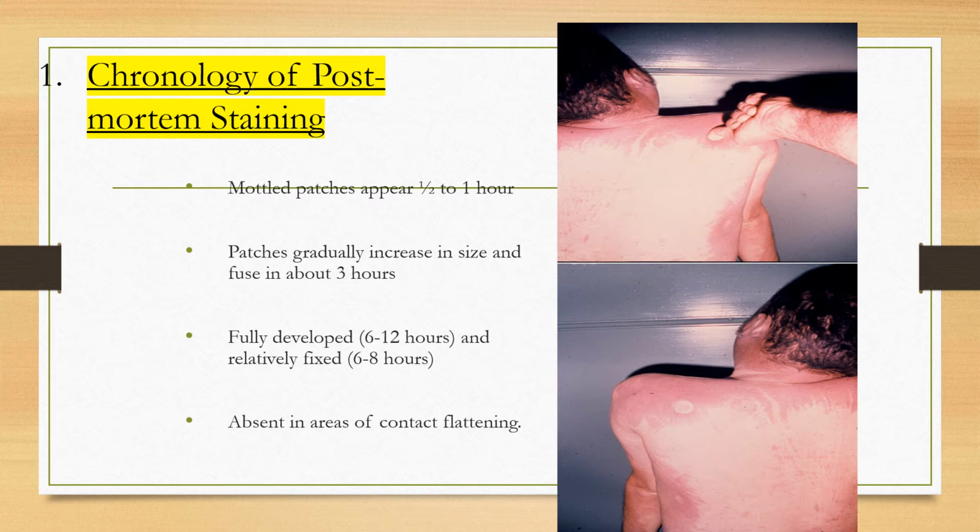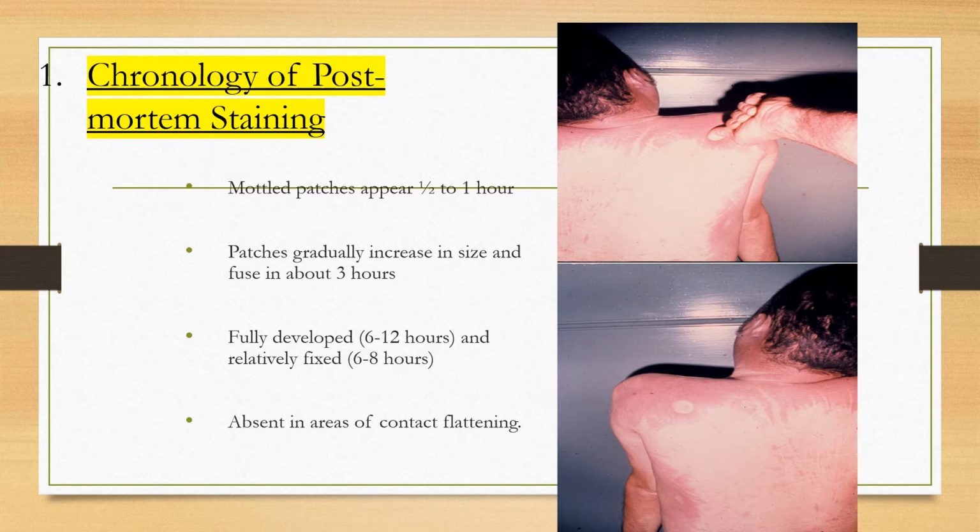To understand what is contact flattening: the body surface area which is in contact with any surface, where the body is not dependent and there is no gravitational force, you will not see the staining there, because of the accumulation. The part which is apart from the contact area will have that stained area.